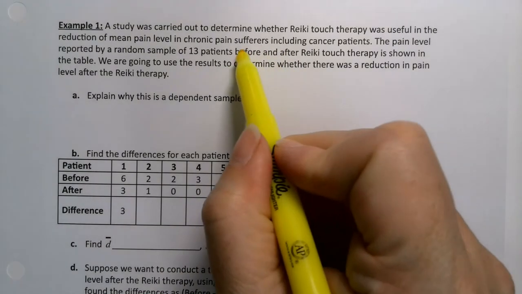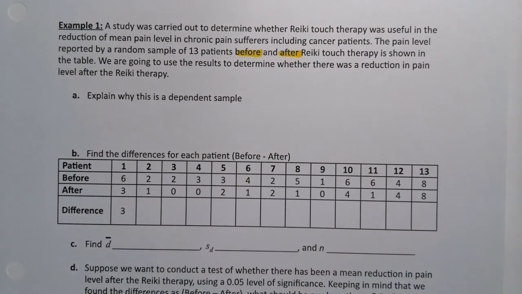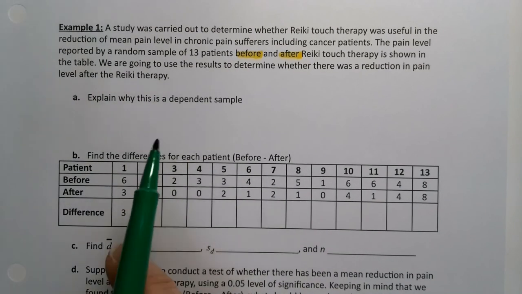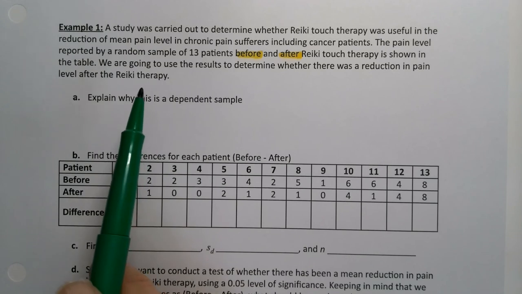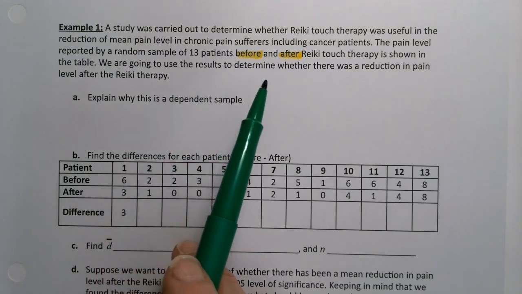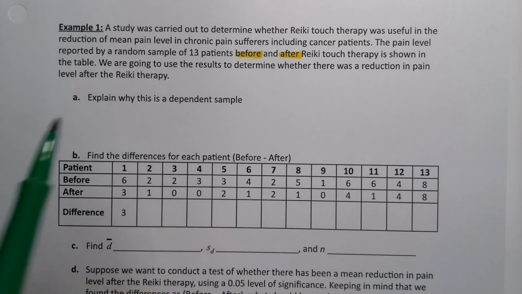See that? Before and after. That's why this is a dependent sample. That's the answer to the first question. So you're doing the pain level before and the pain level after this therapy. This touch therapy, sort of massage, I imagine. We're going to use the results to determine whether there was a reduction in pain level after the Reiki therapy.